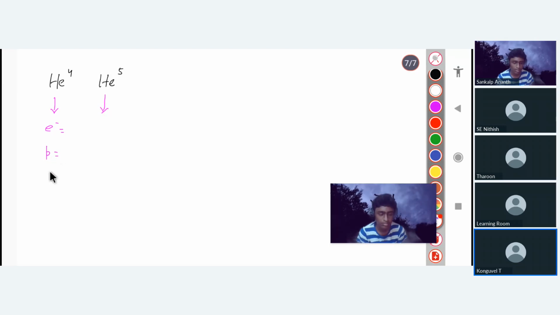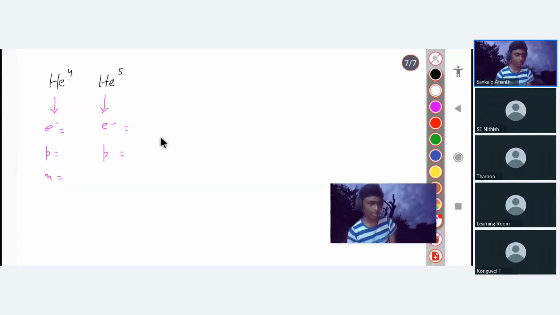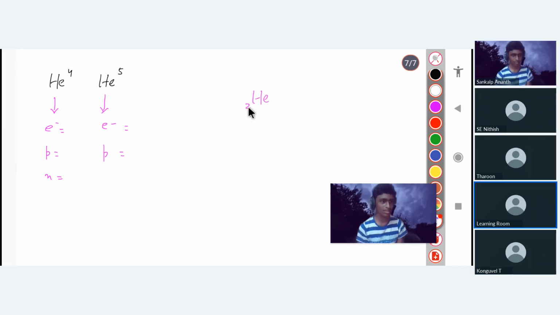Sir, helium electron will be two, helium proton will be two. For helium, atomic number is 2, so there will be 2 electrons as well as 2 protons. Same for the other side.